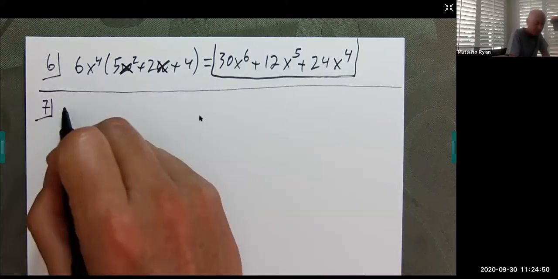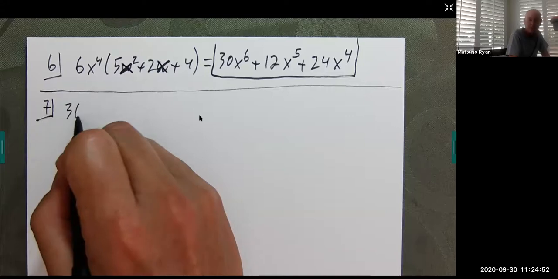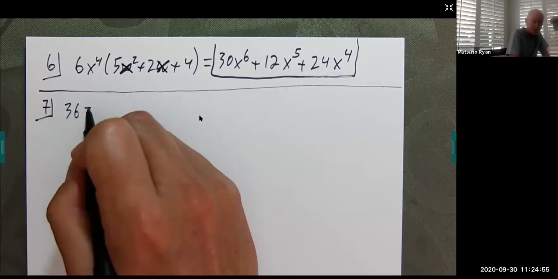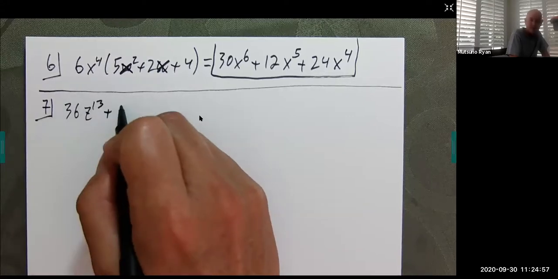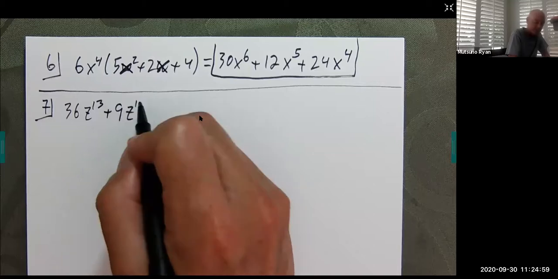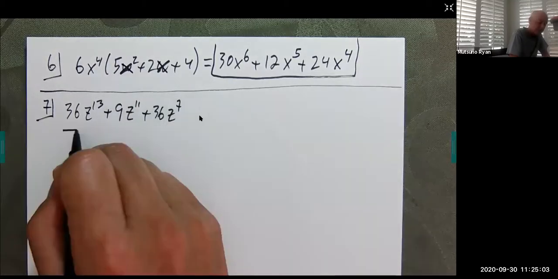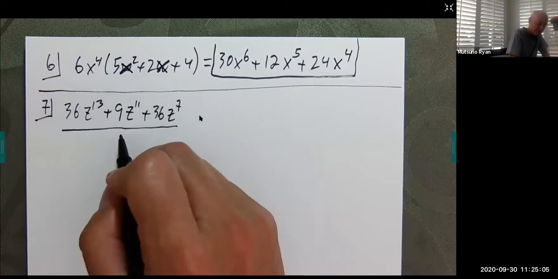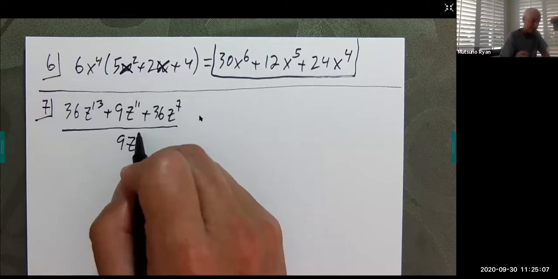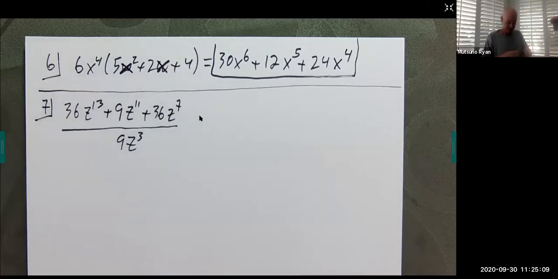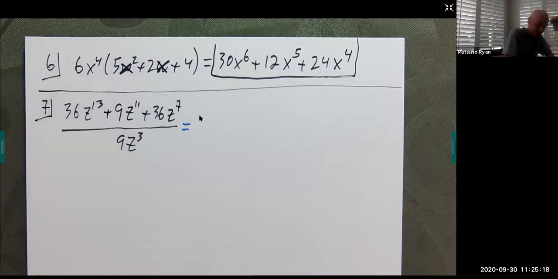Number 7, I have 36 z to the 13th plus 9 z to the 11th plus 36 z to the 7th all over 9z to the 3rd. And I'm going to change colors because my black pen isn't working. We are going to break this up into 3 separate fractions.